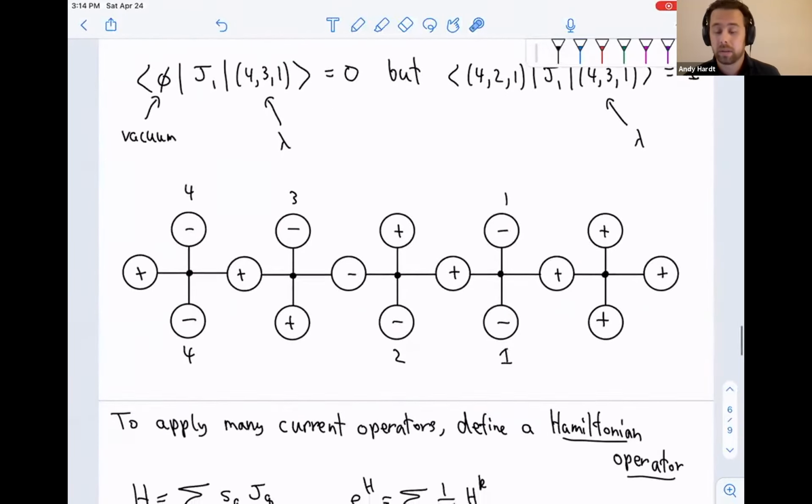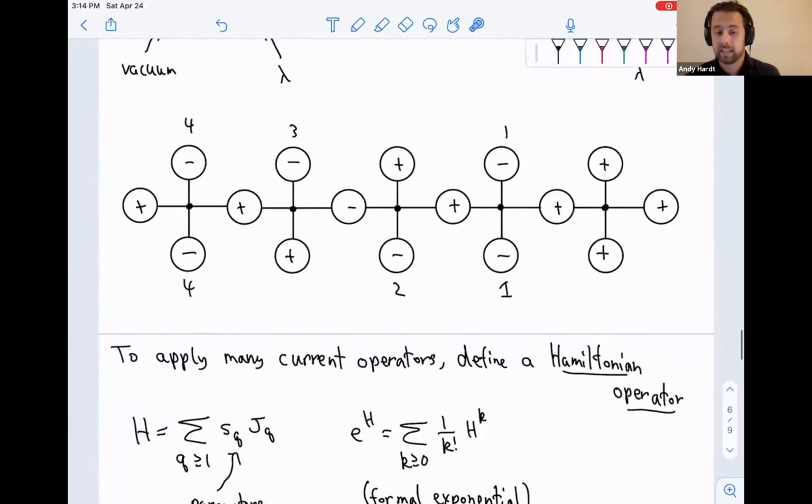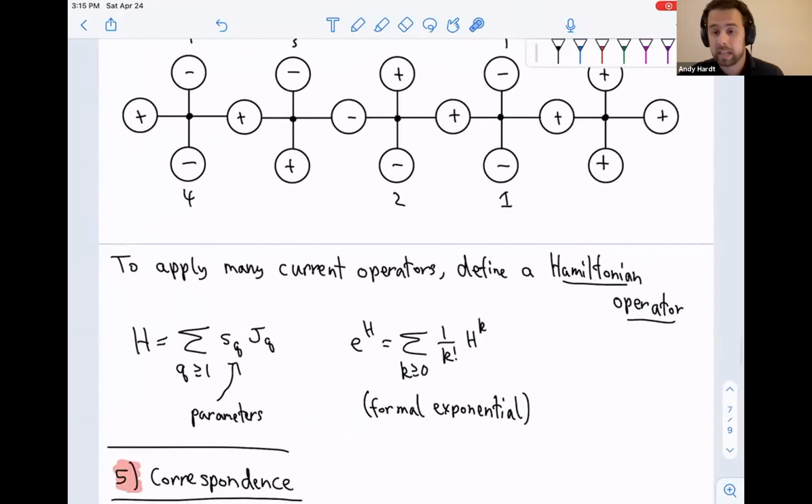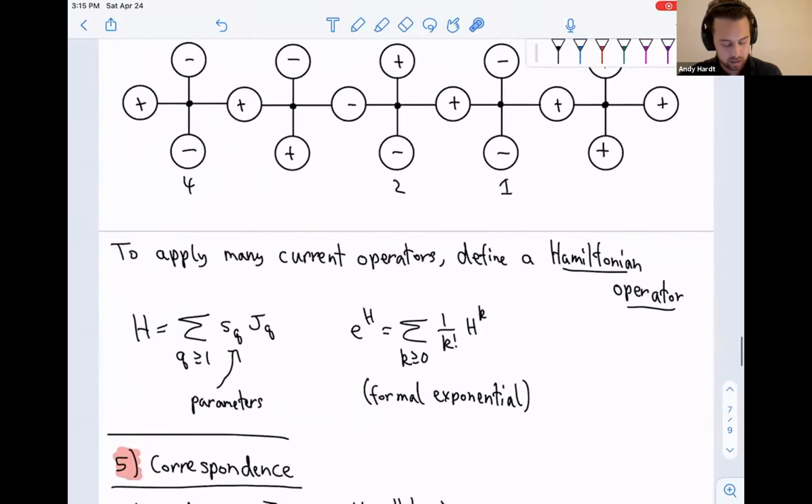So what we do in order to apply many current operators is we define this Hamiltonian operator. It's this weighted sum of the current operators. These parameters are going to be similar to our Boltzmann weights. And we take a formal exponential that allows us to apply the current operators as many times as we want. And I know I'm running out of time, so I'll just briefly summarize some of the correspondences.